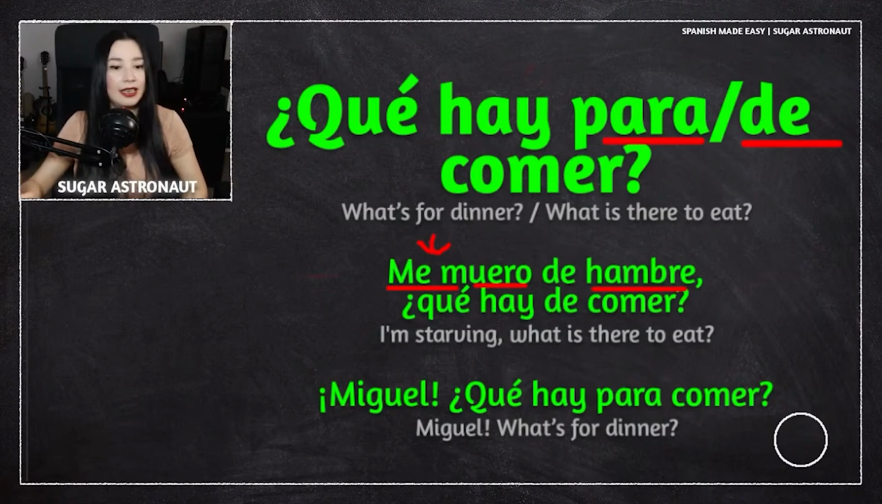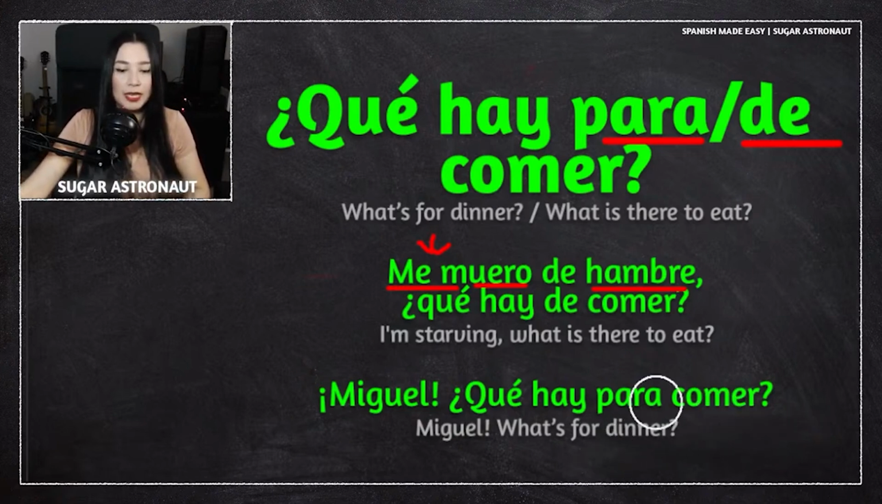You can say, I'm starving, me muero de hambre. ¿Qué hay de comer? And in the second example, we can see that we used the word para instead of de. But again, you can say either one. You can use either word, para or de.